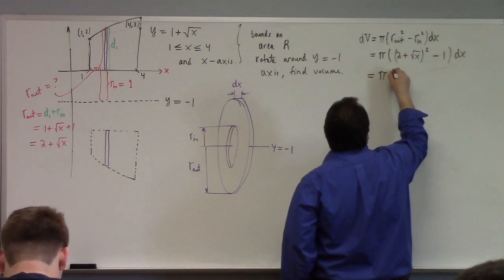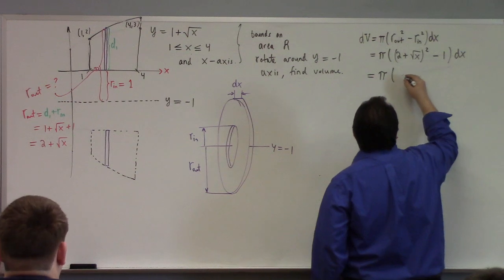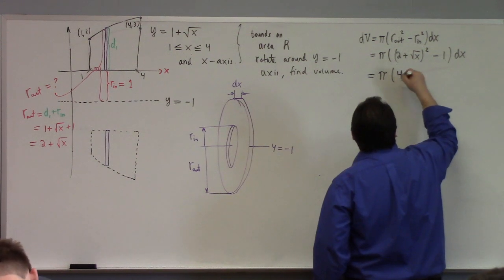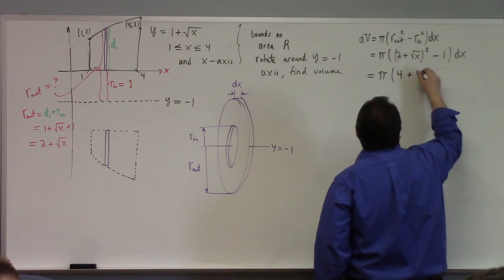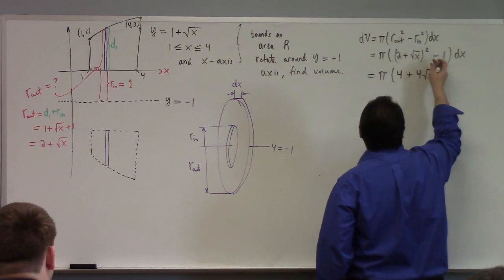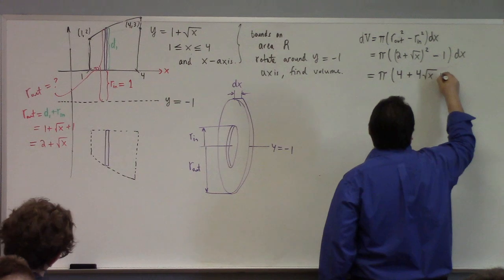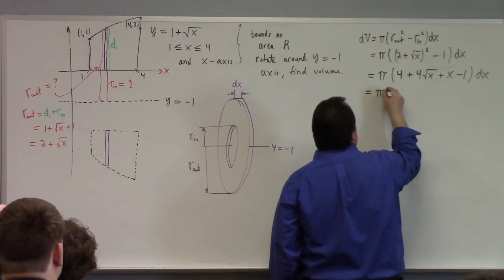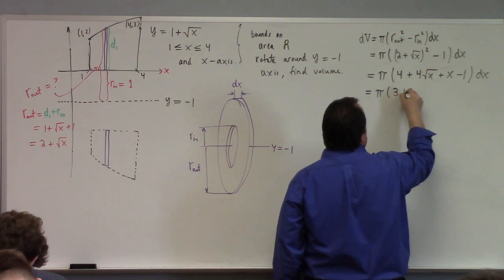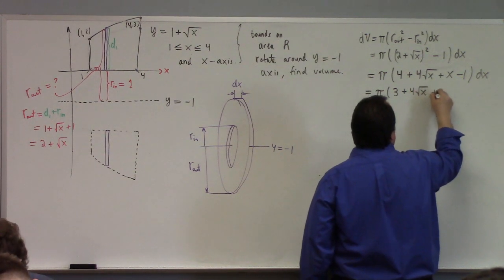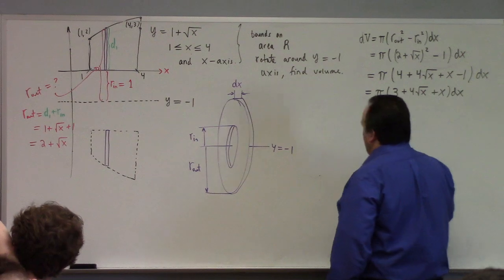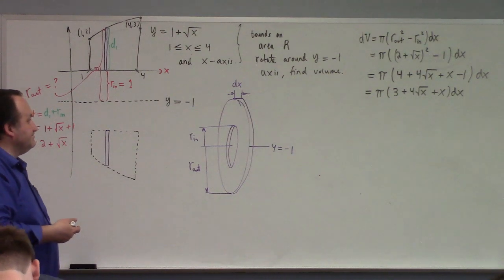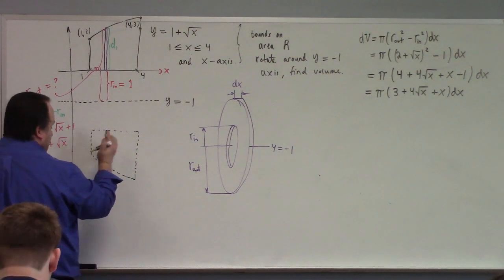So let's see here. You definitely want to work this stuff out before you write down integrals. It pays to simplify your dV as much as possible before getting to the integration. So I have 4, because 2 squared is 4, and then I get plus 4 times the square root of x, because I get 2 root x and 2 root x in the multiplication of this. And then, of course, I get x minus 1. So we really have pi times (3 plus 4 square root of x plus x) dx. There we go. That is what we actually have to integrate from where to where. This is true for what? We have a washer from where to where?